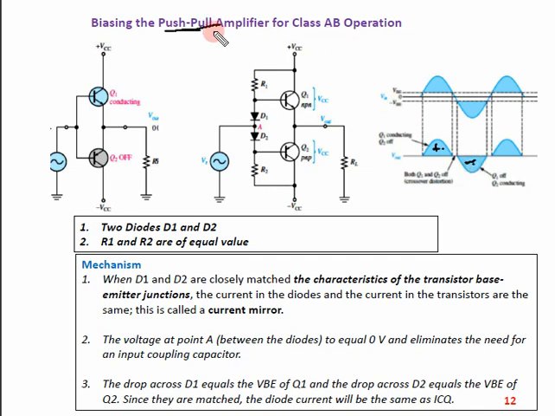But the disadvantage is that there are non-conducting areas, which is over here and over here in this part, which is known as crossover distortion, because of this barrier voltage, this barrier junction, which is 0.7.